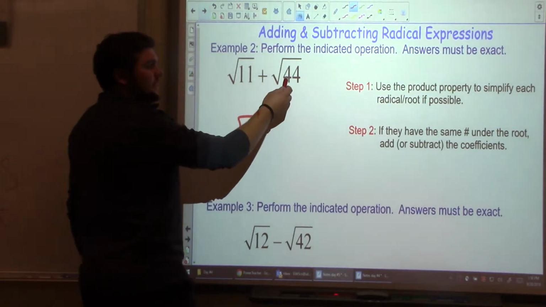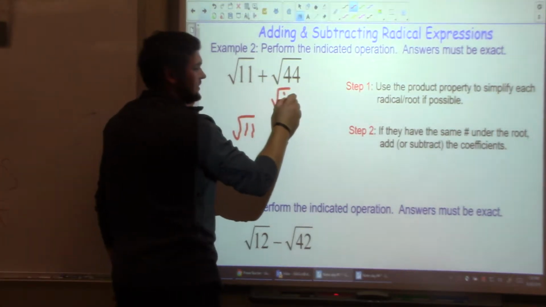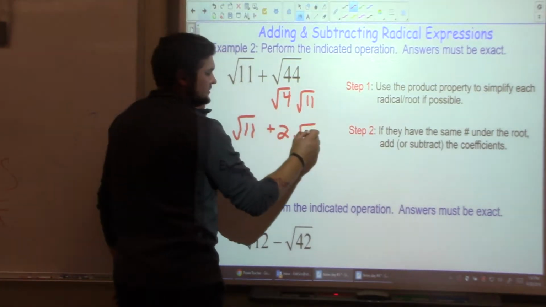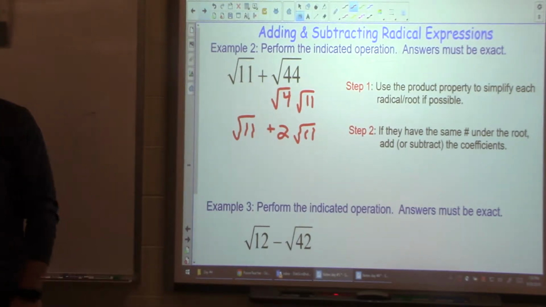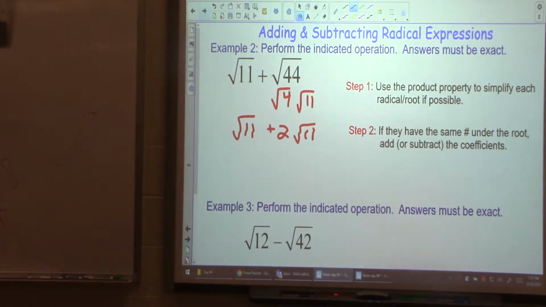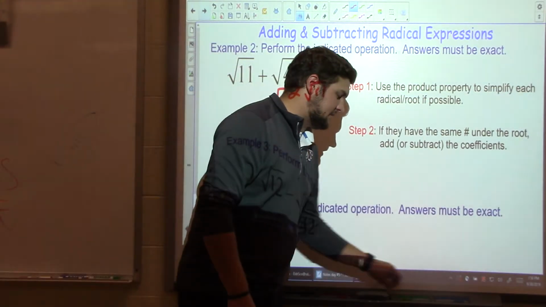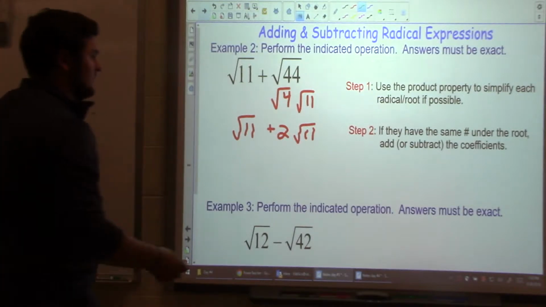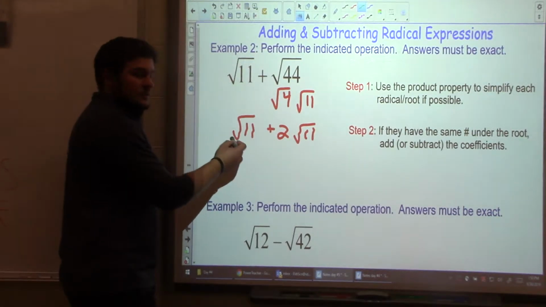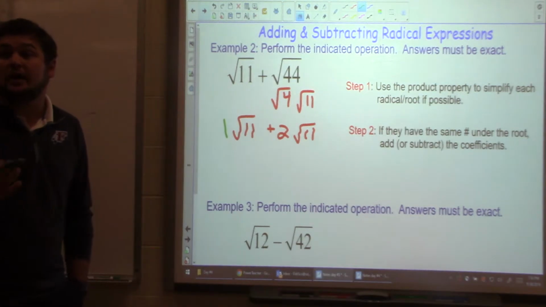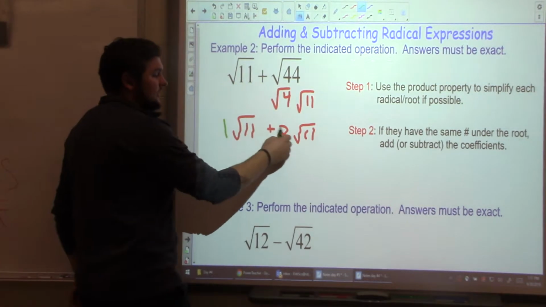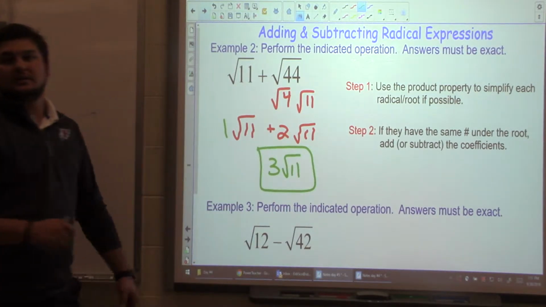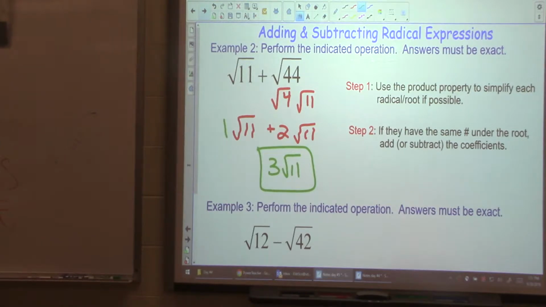4 and 11. But I can take a perfect square out of 44. Square root of 4 times square root of 11. Square root of 4 is 2, so 2 square roots of 11. Can I add those now? Yeah, they both have square root of 11. What's in front of this square root of 11? 1, right? Just like if it was just x, it'd be 1x. So if I add them, 1 plus 2 will give me 3 square roots of 11. That's my final answer.